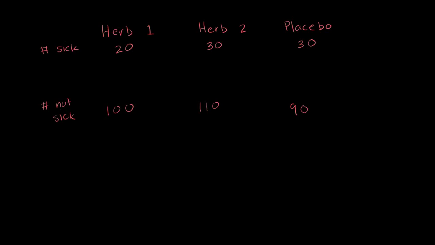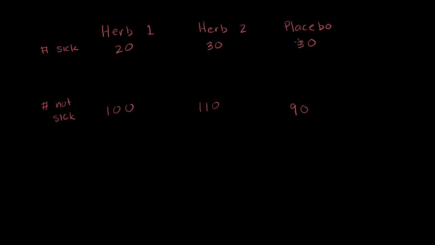Let's say there are a couple of herbs that people believe help prevent the flu. So to test this, we wait for flu season and randomly assign people to three different groups. Over the course of flu season, one group takes herb 1, the second group takes herb 2, and the third group takes a placebo.